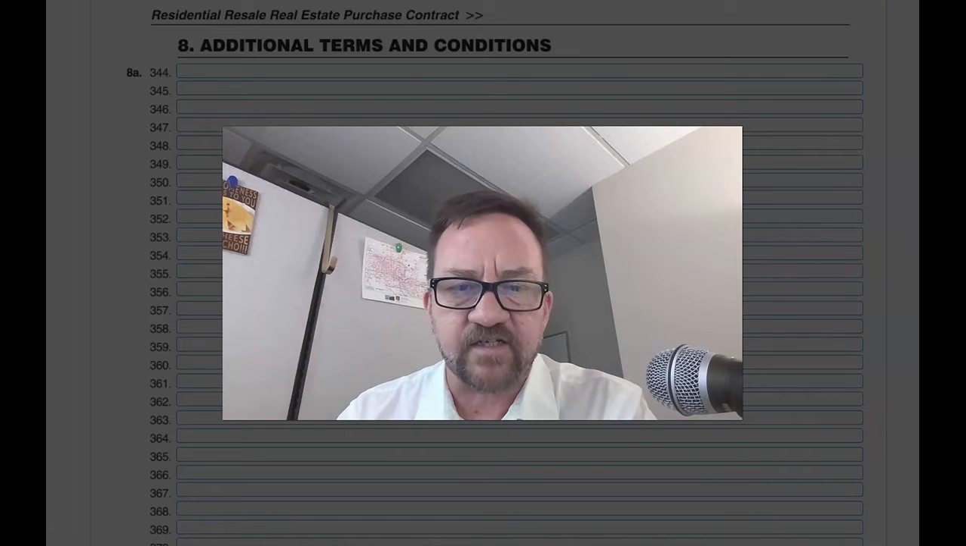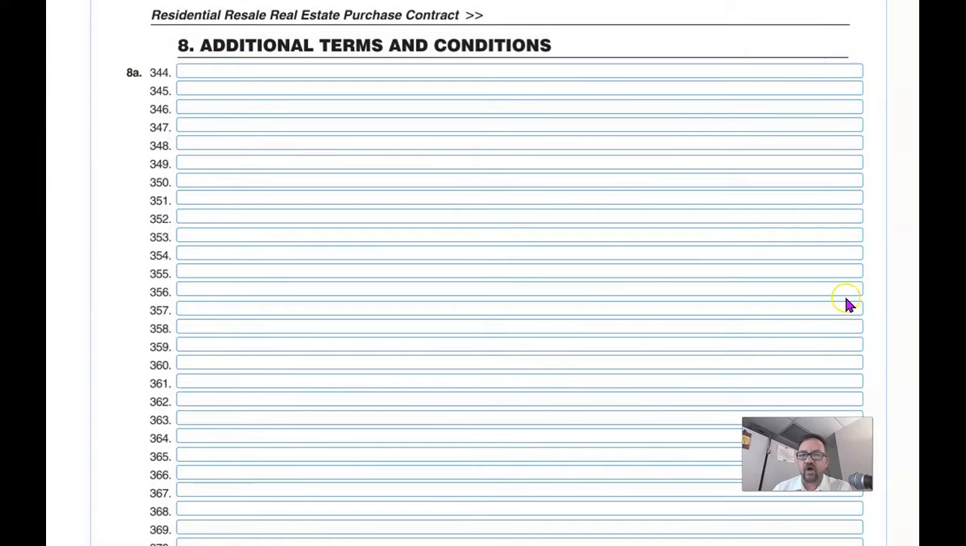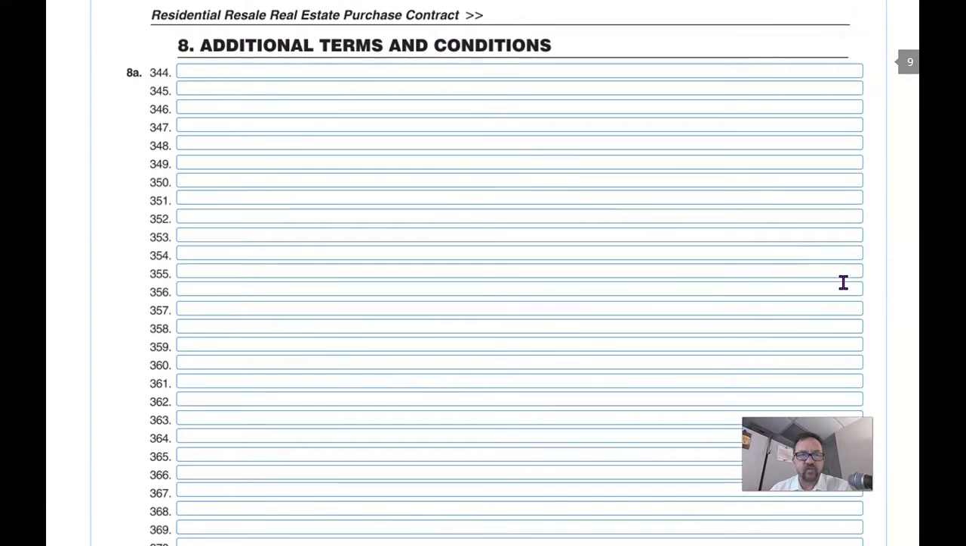This is sections 8 and 9 of the residential real estate purchase contract. Section 8 is additional terms and conditions, and it starts on page 8 of the contract, actually, with one big, huge blank page. This is where other things can be written into the contract that the buyer has decided they wanted to add on to the contract.